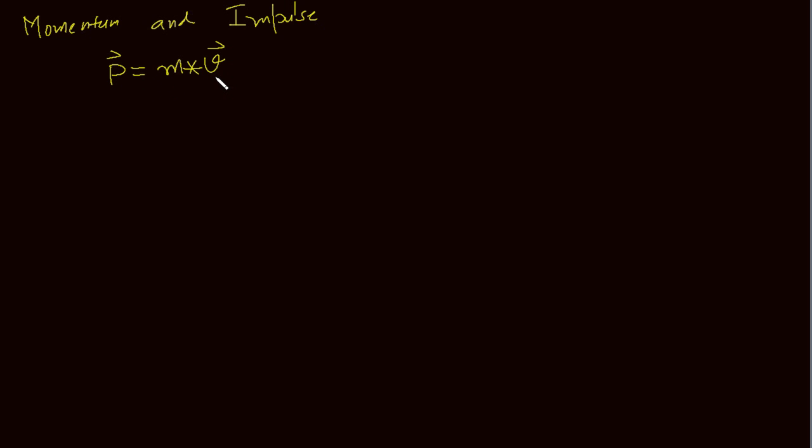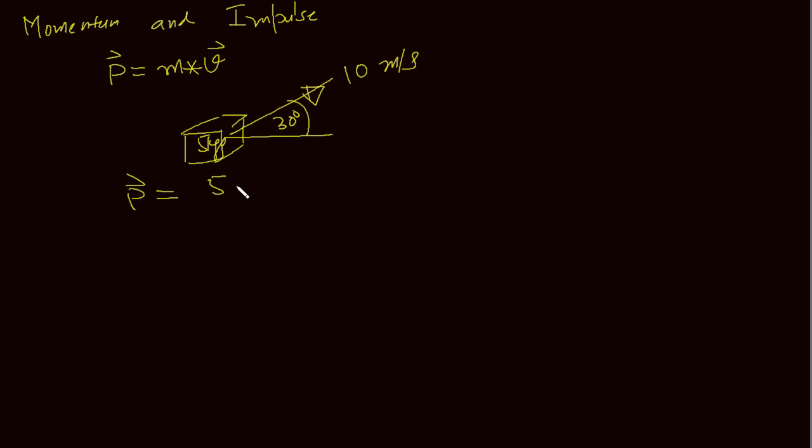Momentum is a vector like velocity, and you can see that if I have a block of 5 kgs which is traveling with velocity 10 meters per second in a direction 30 degrees with the x-axis, the momentum will be mass 5 kgs, velocity 10 meters per second at an angle 30 degrees with the x-axis.